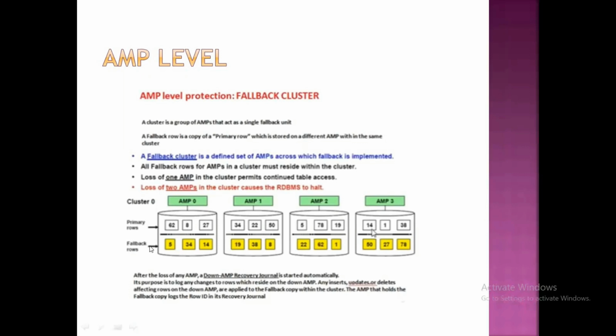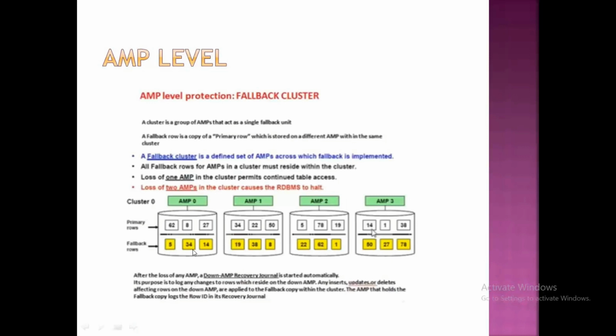The mirroring happens at the amp level. So, for example, the record 62 is coming here, right? The same 62 will be maintained in some other amp also, in the mirror, in the fallback rows. 62 is here, and the 62 copy is in the fallback.